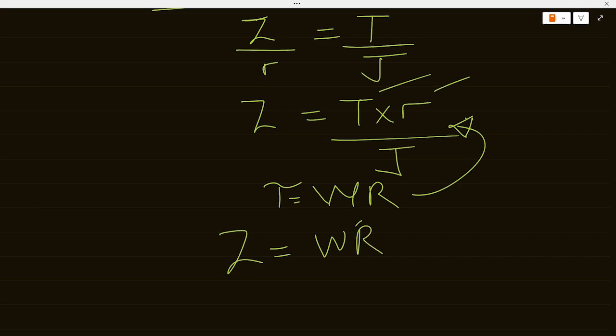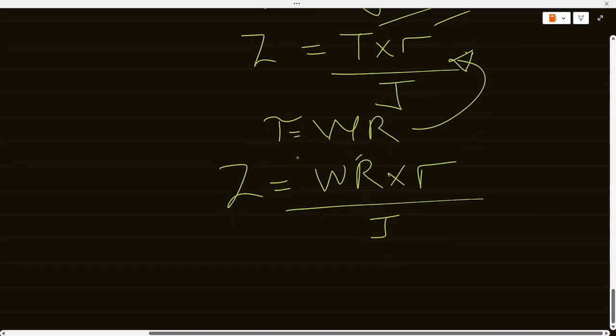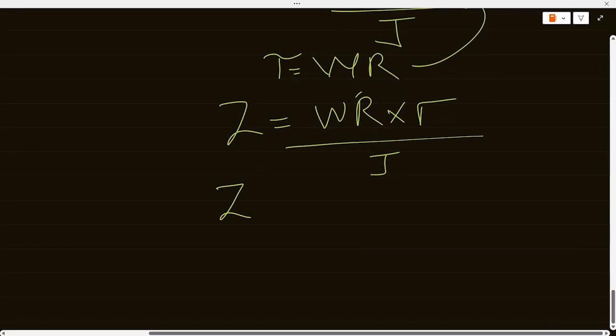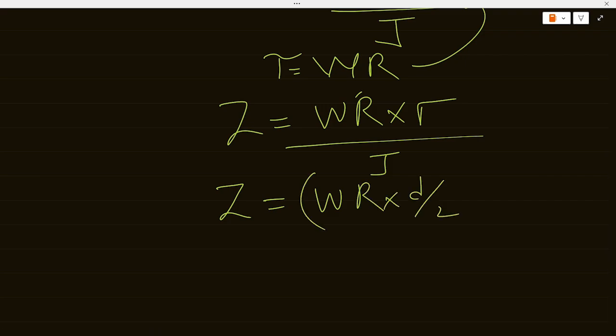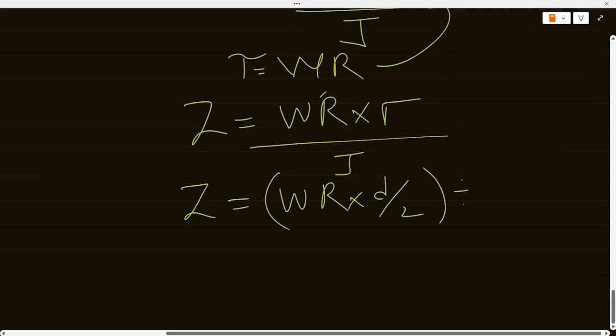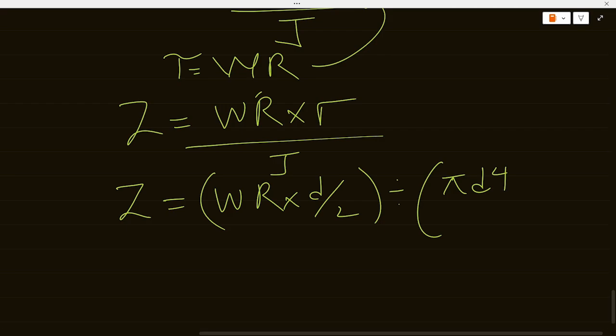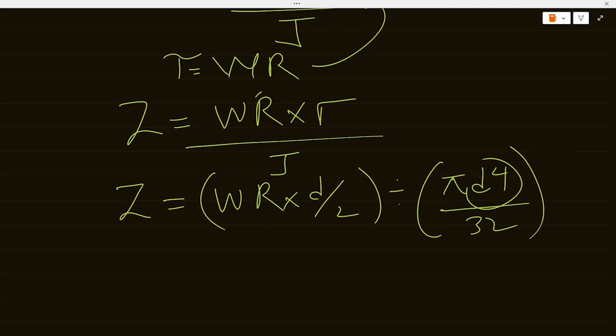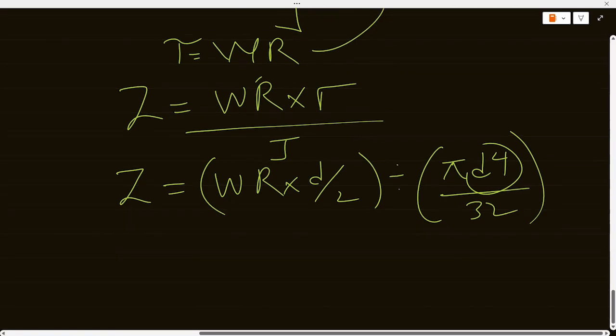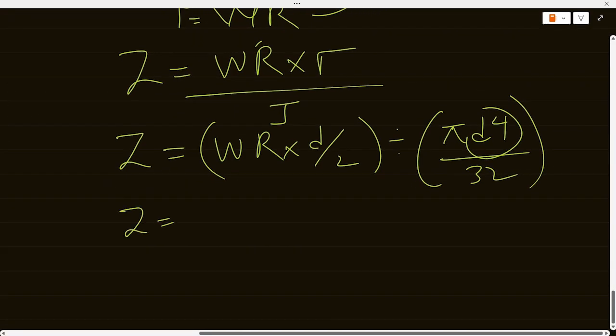Note the term R here. This is the radius of the coil and not the radius of the wire. This other r here is the radius of the spring wire over J. So now stress is equal to WR times D over 2, divided by J, and J is pi D to the power 4 over 32. Note once again, this D I'm using is the diameter of the spring wire and not the coil. Watch out for this.